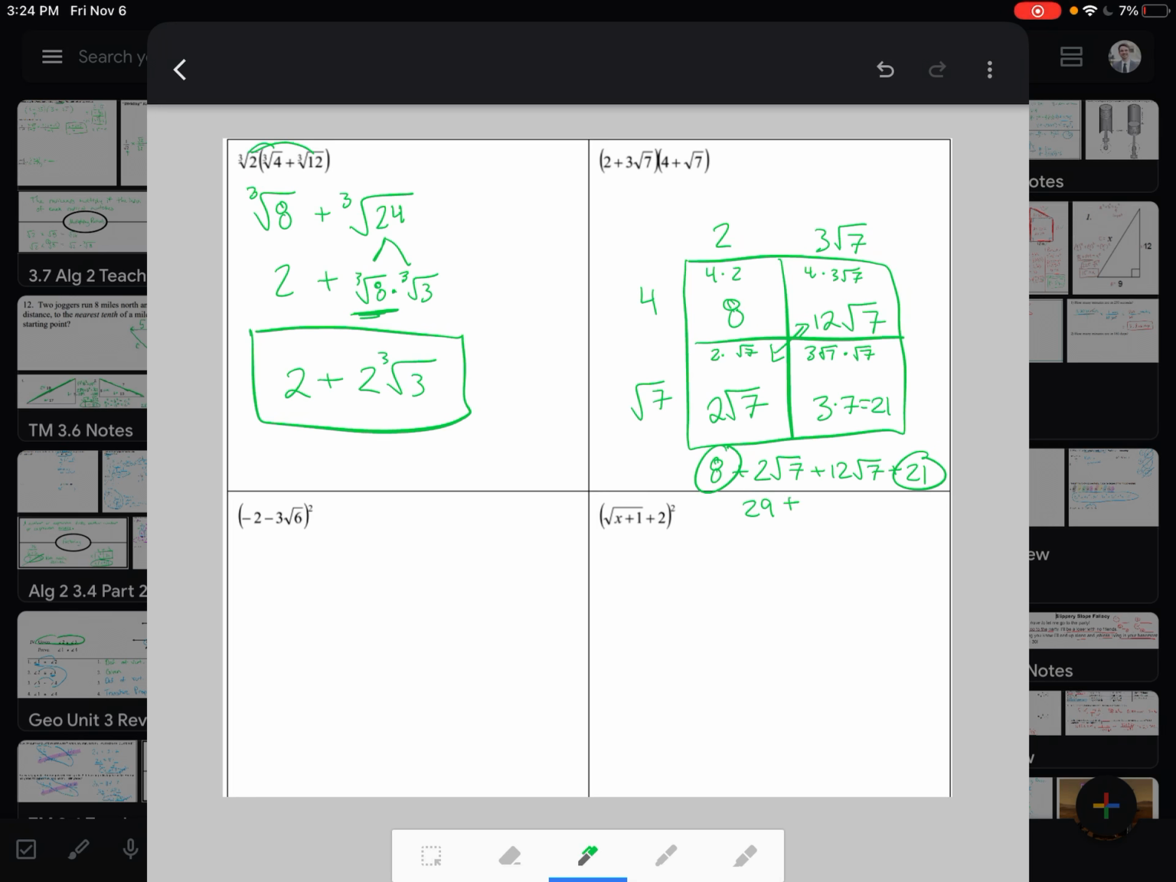Combine some like terms. 8 and 21 get us 29. And again, some more like terms. 2 times the root of 7 plus 12 times the root of 7. Again, we can add these together. It gets us 14 times the root of 7. So that would be our final answer for that multiplication problem. Because 7, can't break it down into any more simple factors. It just is what it is there. 7 times 1 are our only options.